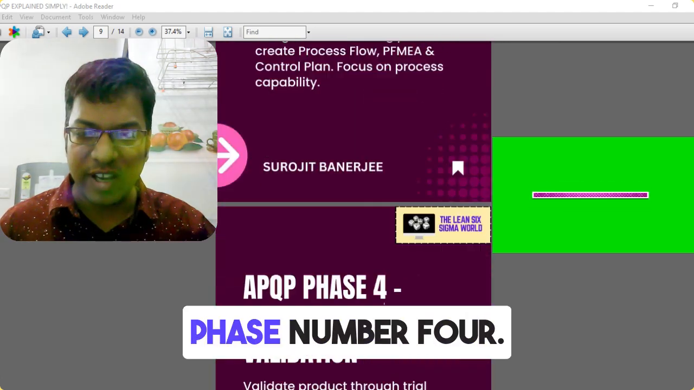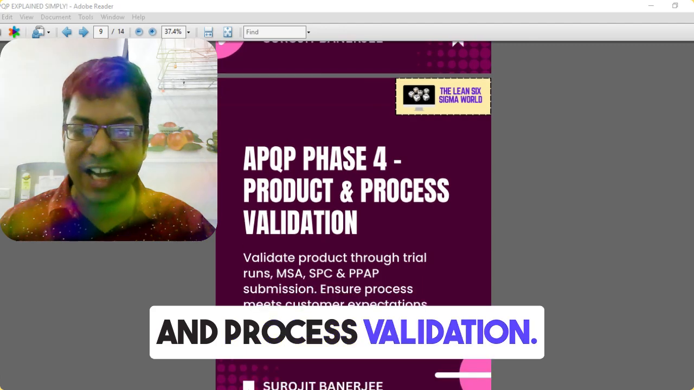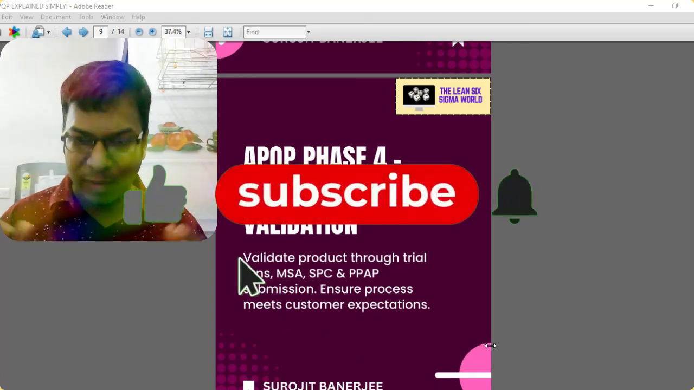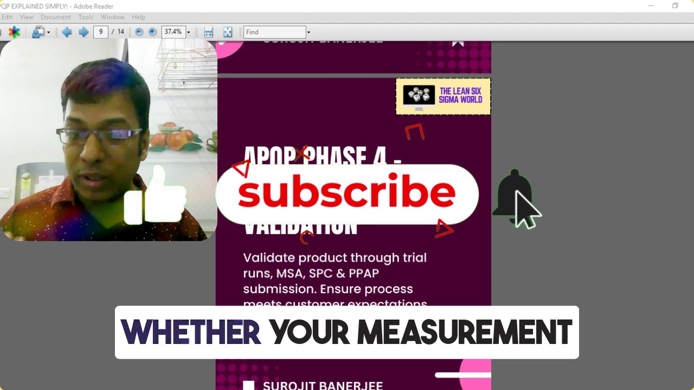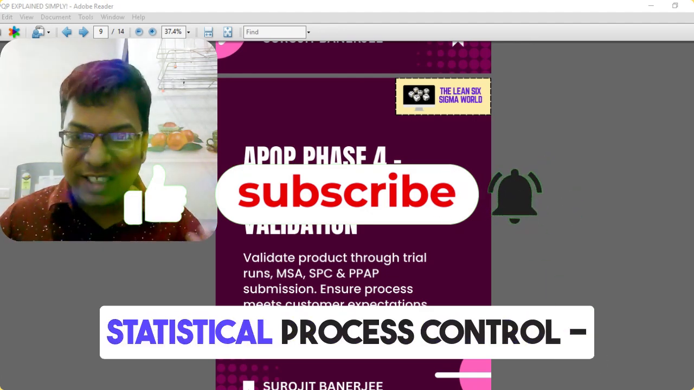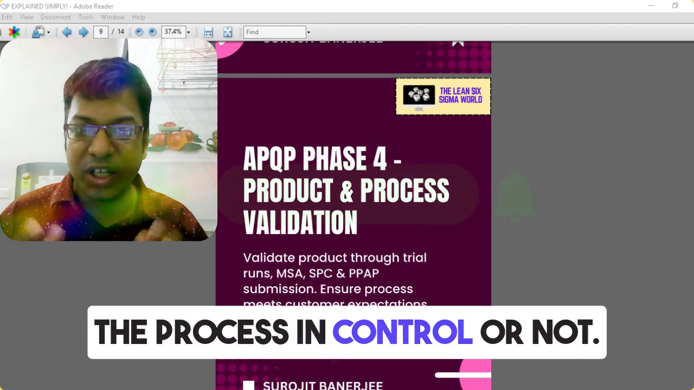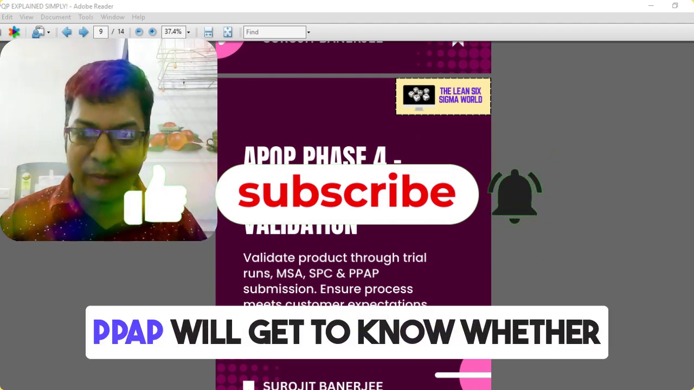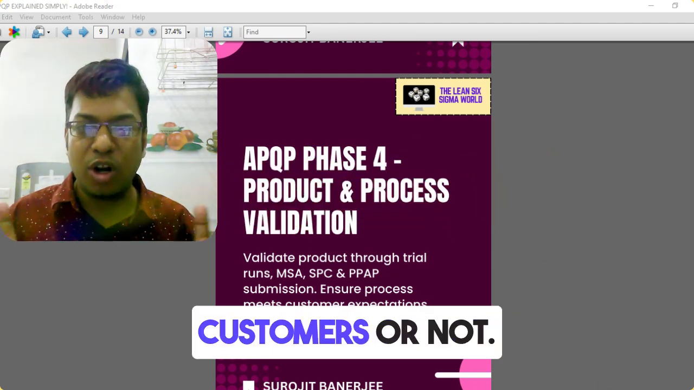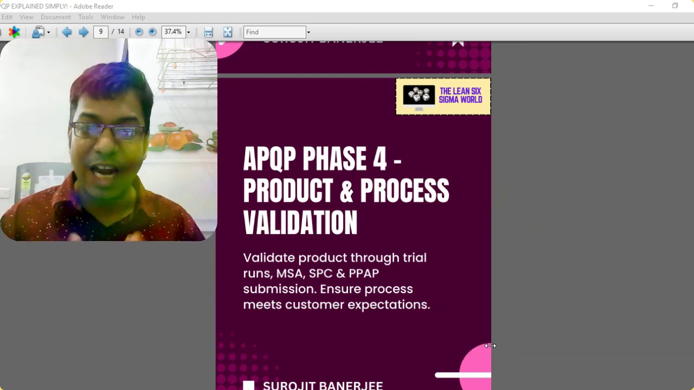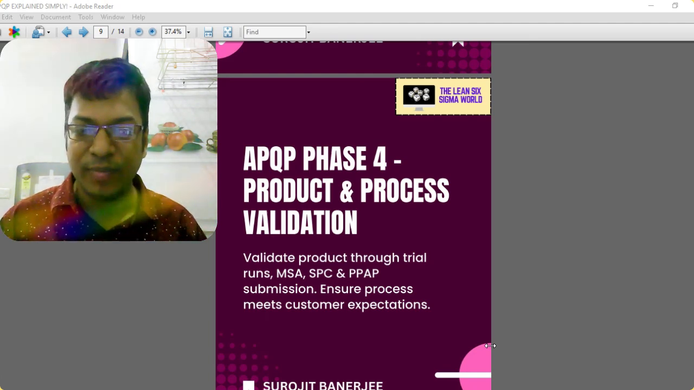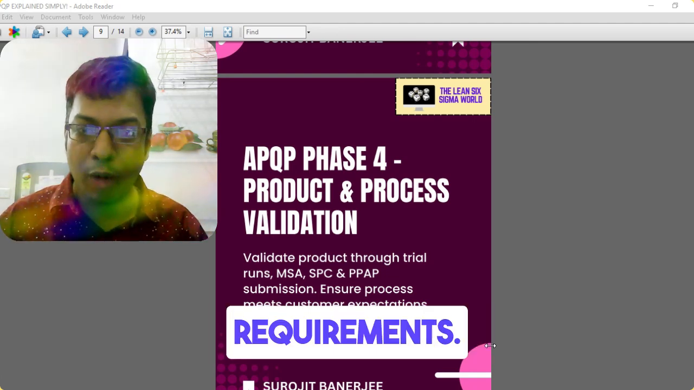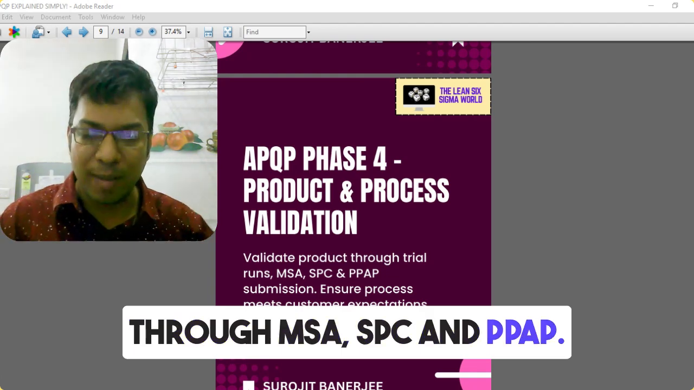Now we are moving into phase number 4, that is product and process validation. Now you need to validate the product through trial runs, MSA. Measurement system analysis, you need to perform MSA so that you get to know whether your measurement system is reliable or not. Statistical process control will indicate whether the process is in control or not. And PPAP submission, there are a number of stages involved in PPAP. So after PPAP, we'll get to know whether the supplier is capable of meeting the requirements of the customer or not, so that you can start the mass production or not. So ensure the process meets the customer requirements. The target is that the process should meet the customer requirements. So you need to validate through MSA, SPC, and PPAP.